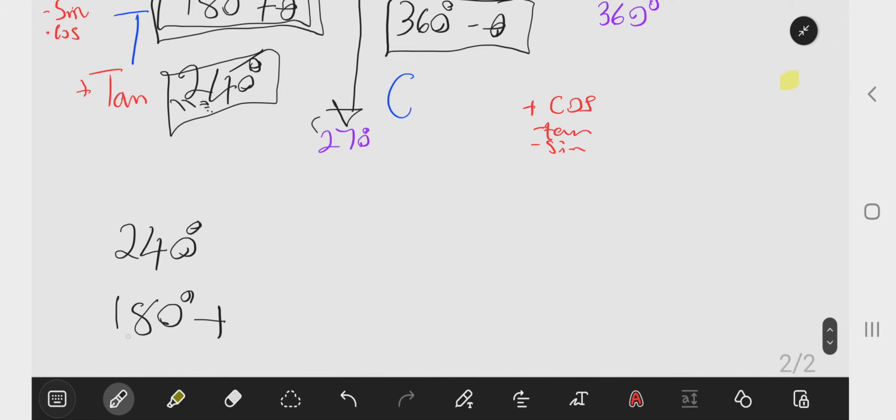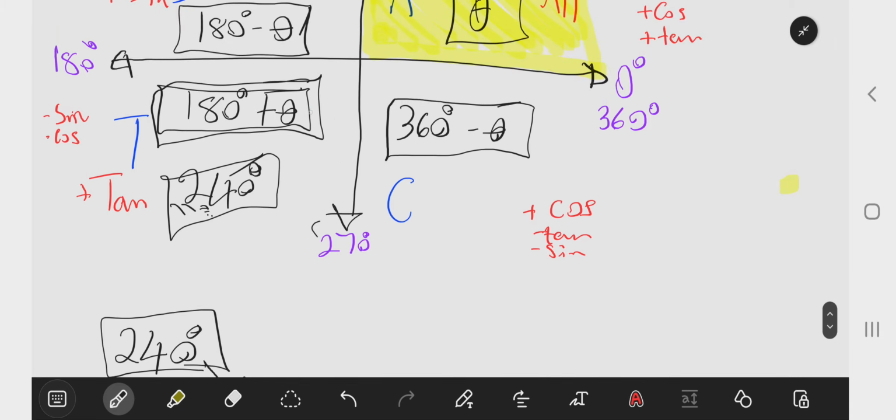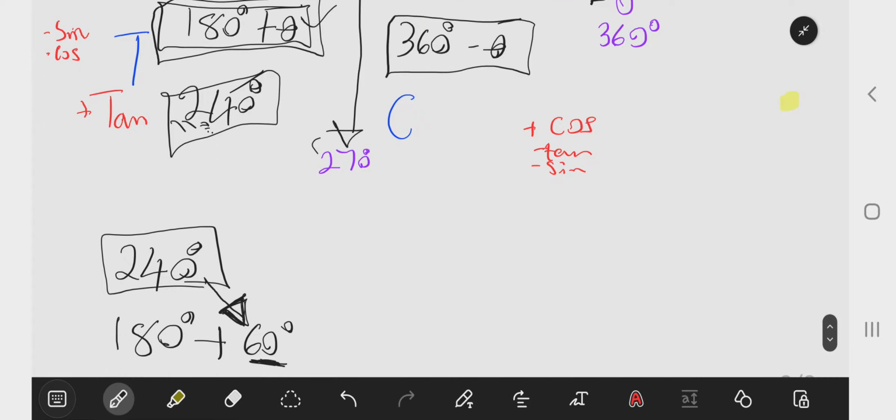So now we'd say 180 plus which angle here that would add, and then it will give us 240, and that angle is 60 degrees, right? So 180 plus 60 degrees is 240. So now we have reduced that angle in order for us to get that reference, which is 60 degrees. Therefore, our theta is 60 degrees.